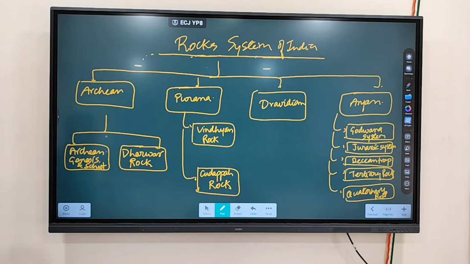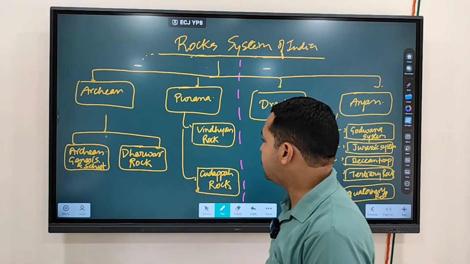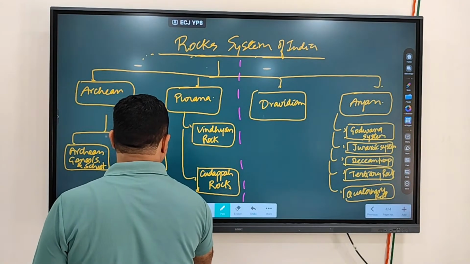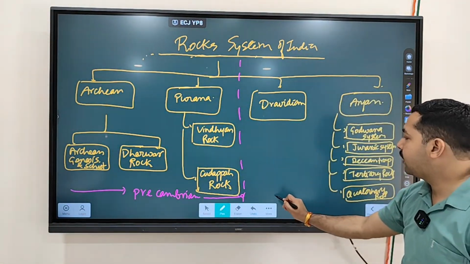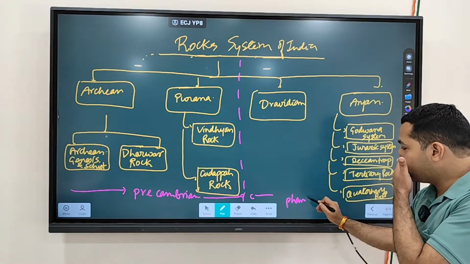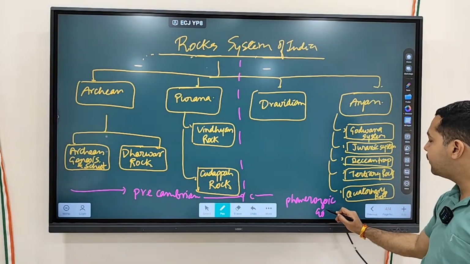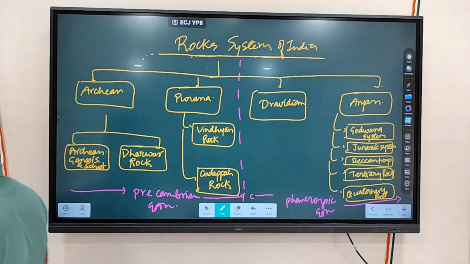Now this can be understood in this form: these two rocks, Archean and Purana, have been formed in the Precambrian period, and these two have been formed in the Phanerozoic. So the current eon we discuss is which eon? Phanerozoic eon. These rocks have been formed in the Precambrian eon, and these two rocks in the Phanerozoic eon. Clear?